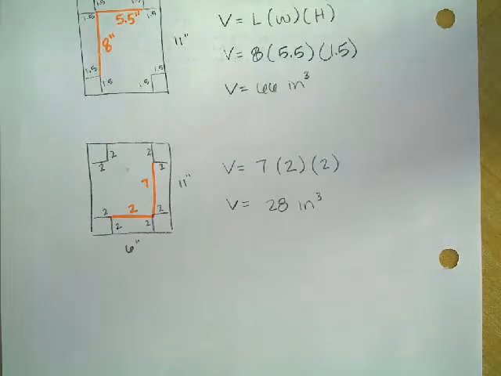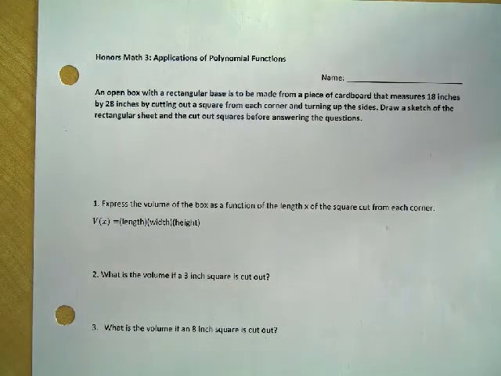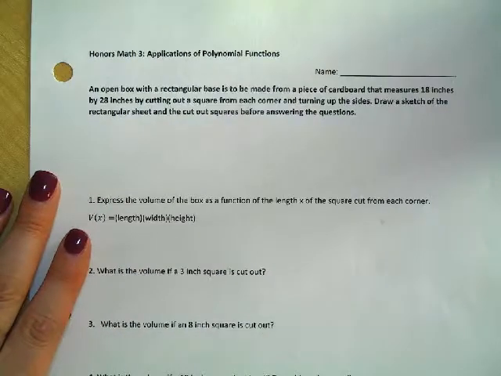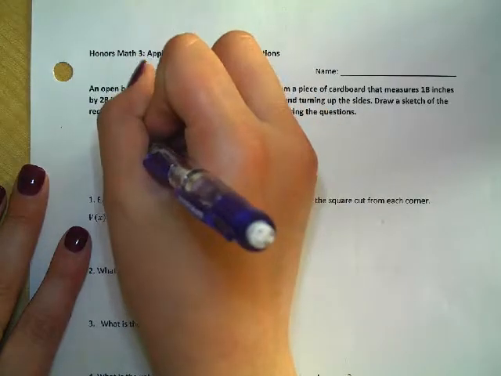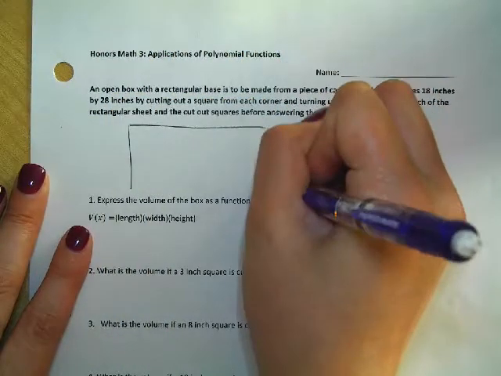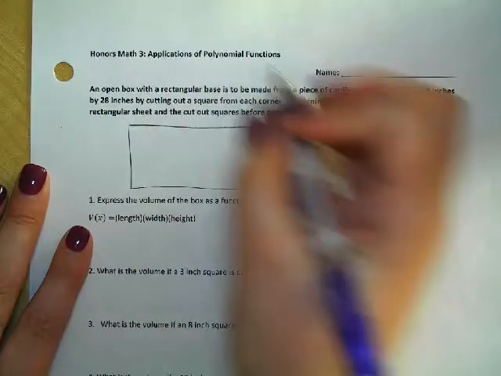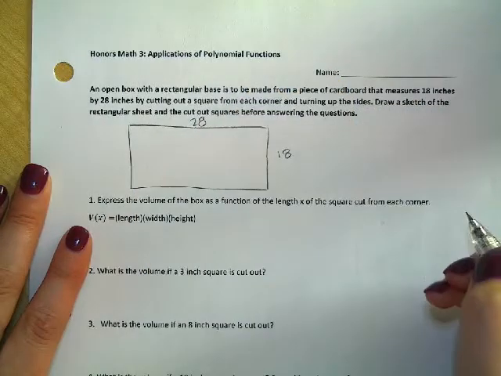All right, let's go ahead and flip to the other side now. So it says we have a box with a rectangular base. It's made from a piece of cardboard, and the cardboard is 18 inches by 28 inches. So 18 inches by 28 inches.